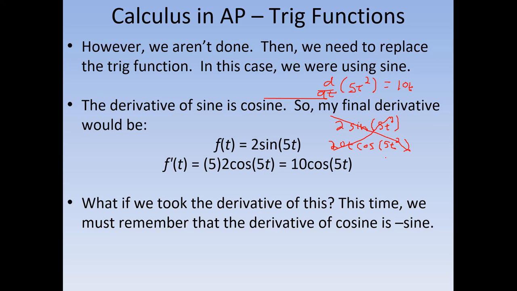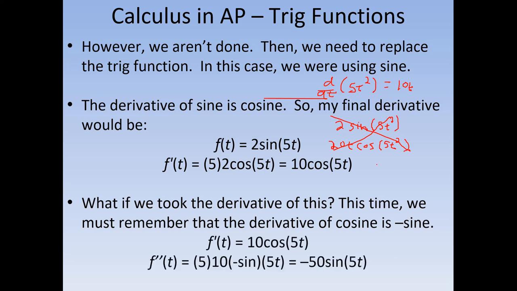Now, this is kind of why I said that it requires a little bit of memorization, because the thing you have to realize is that while the derivative of sine is cosine, it does turn out that the derivative of cosine is sine, but it's actually negative sine. So if I took the derivative of this one more time, I would once again multiply the coefficient by 5, turn the cosine to negative sine, and now I'd end up with negative 50 sine 5t. So it's something that you kind of have to remember.